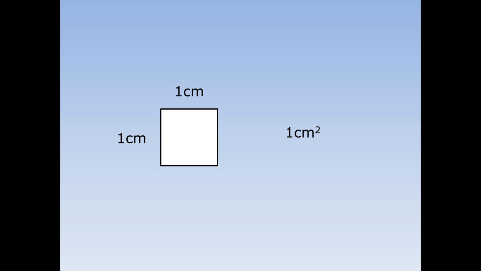Area of a triangle 2. Area is a space inside a shape. We measure it using centimetres squared. 1 centimetre squared is a square that's 1 centimetre by 1 centimetre.